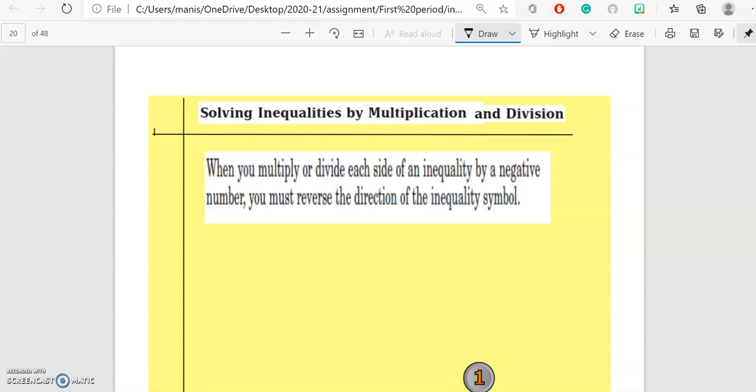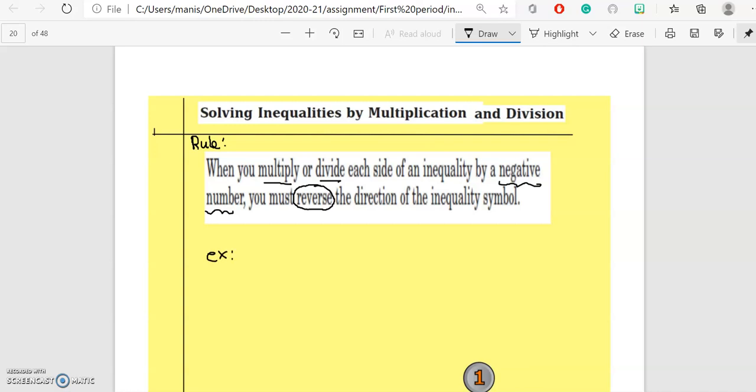Today we will learn how to solve inequalities by multiplication and division. So, the rule for solving inequalities by multiplication and division is this: when you multiply or divide each side of an inequality by a negative number, you must reverse the direction of the inequality symbol. I will give you some examples over here.